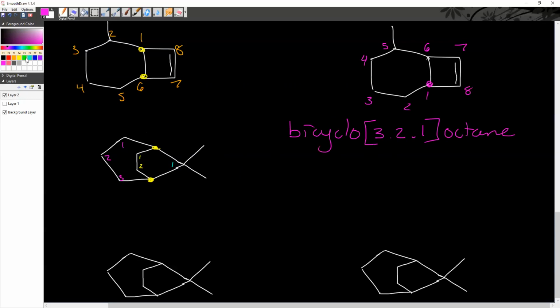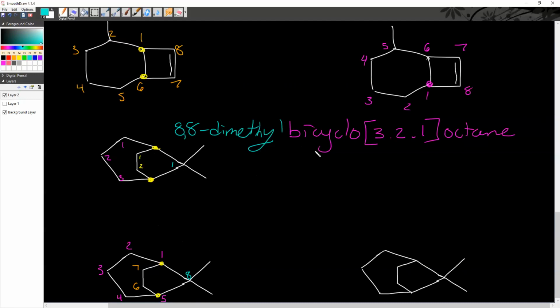And then remember that as well, we're going to be numbering towards the bigger side. So what this means is that for our bridgeheads here, that's 1, 2, 3, 4, 5. Then into our next largest ring, 6, 7. And then finally the last chain, which is just 8. So this is going to be 8,8-dimethyl.